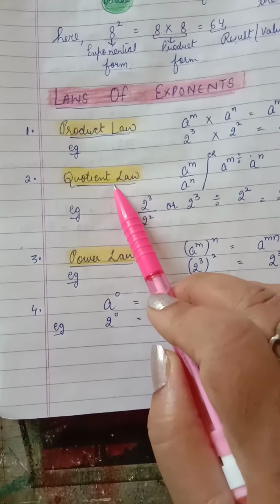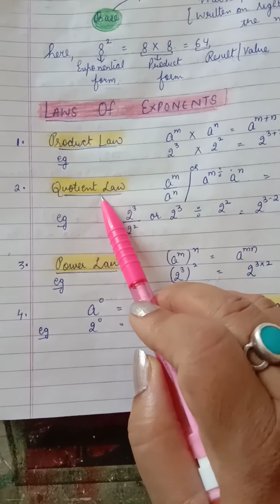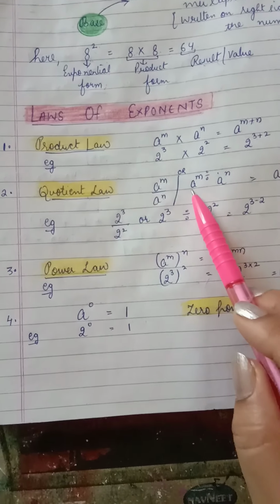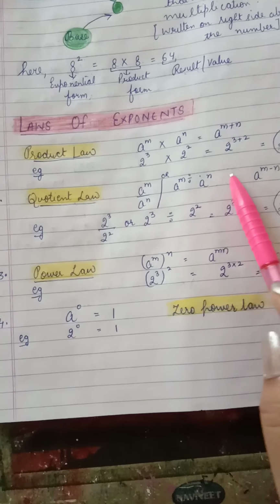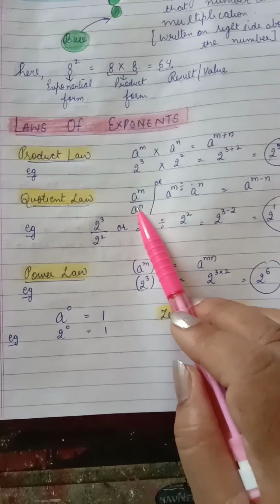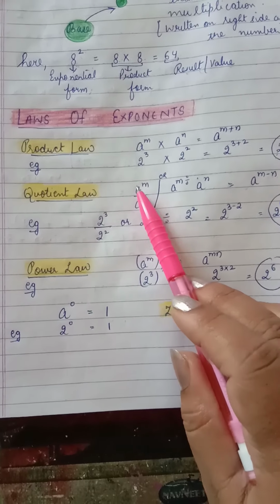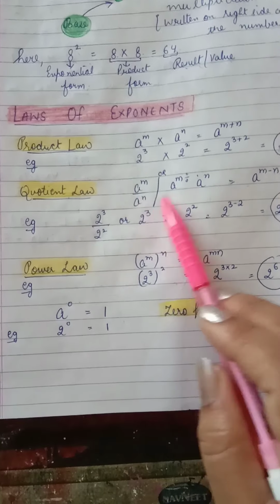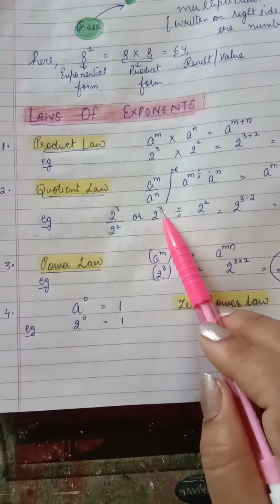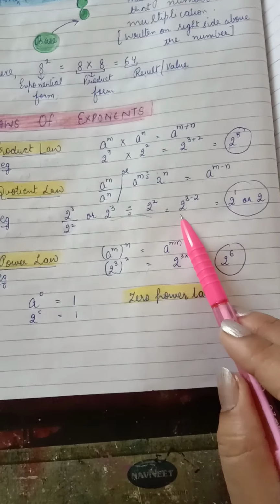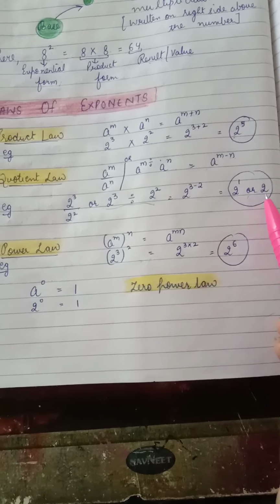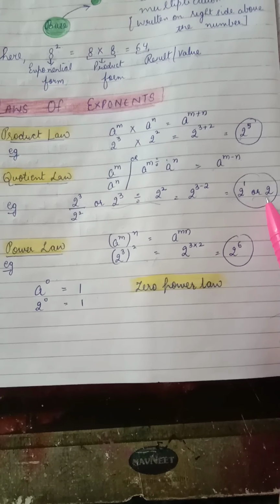Law number 2, quotient or the division law. Let's see. a to the power m upon a to the power n, which can also be written as a power m divided by a power n, is equal to a power m minus n. According to this law, in division, when bases are same, powers are subtracted, m minus n. So 2 power 3 by 2 power 2 is equal to 2 to the power 3 minus 2, which is equal to 2 power 1, or we can also write it as 2 because power 1 is generally not written.